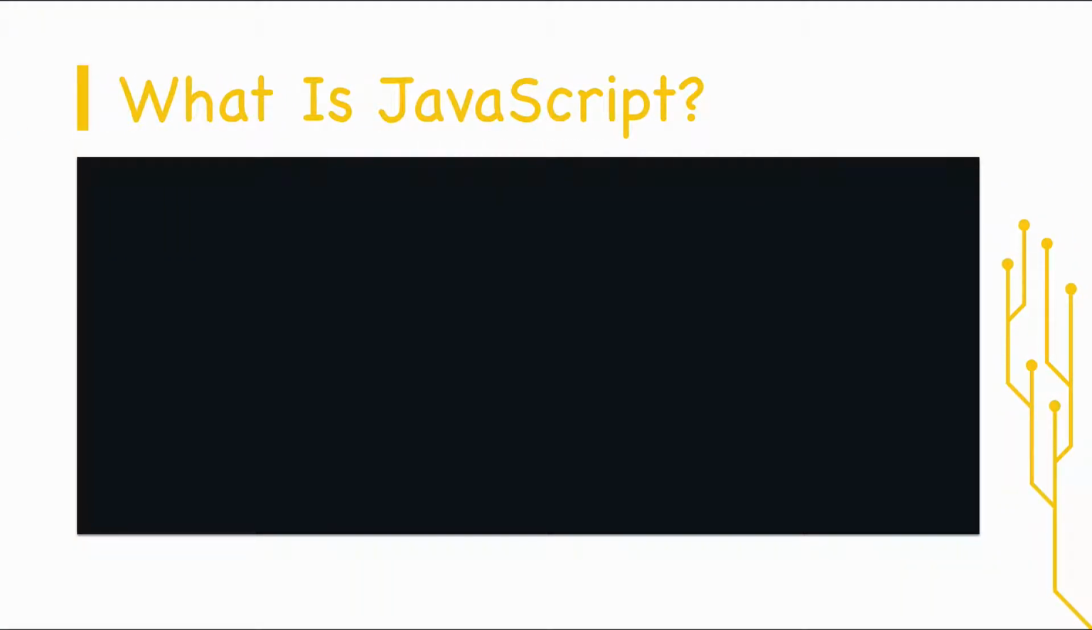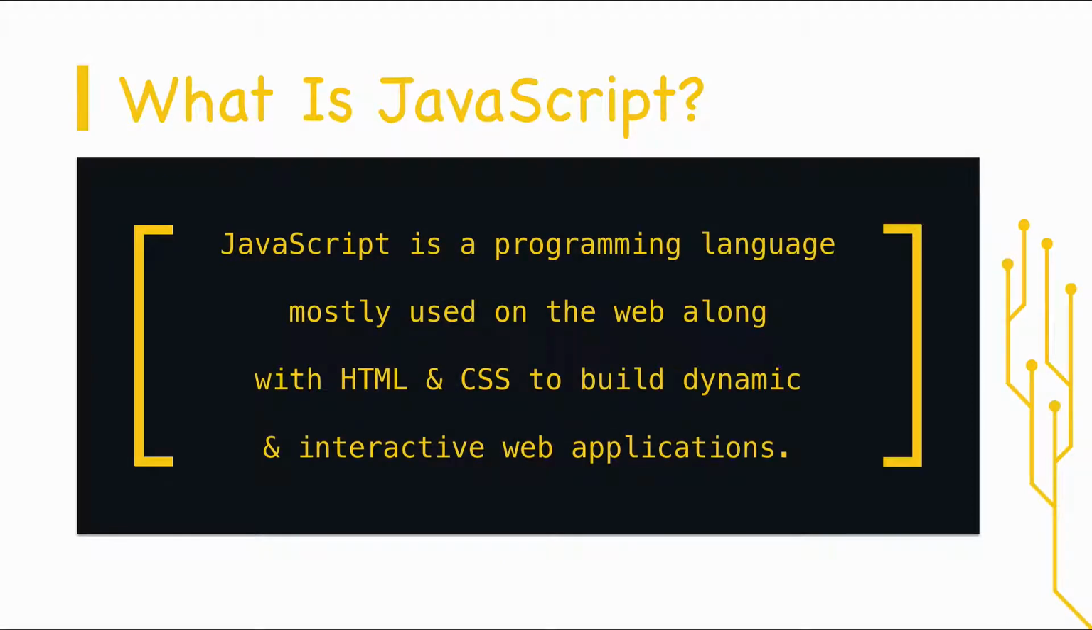Okay, so first of all, let's tackle the most basic and simplest question ever. What exactly is JavaScript? So we're learning about JavaScript, it is helpful to understand what is the definition of the language and what exactly can JavaScript do. Well, in plain and simple English, JavaScript is actually just a programming language. It is mostly used on the web along with HTML and CSS in order to build dynamic and interactive web applications. So basically, JavaScript is a programming language. A programming language can be used to program software, websites, applications, etc.